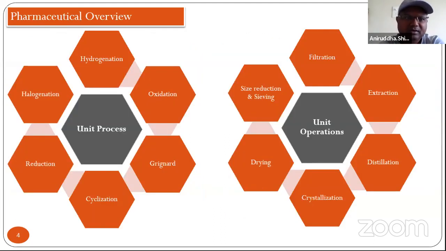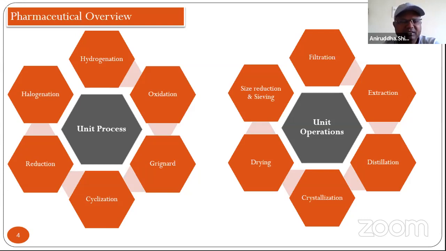So what are the unit processes and unit operations majorly involved? That is not limited to this, but these are the major ones. If you see the unit processes, where we are doing the chemical change in the raw material structure or its molecule. So what are the reactions involved majorly? They are oxidation, Grignard reaction, cyclization, reduction, halogenation, hydrogenation. These are the key steps required to do on a raw material to convert material A into B.